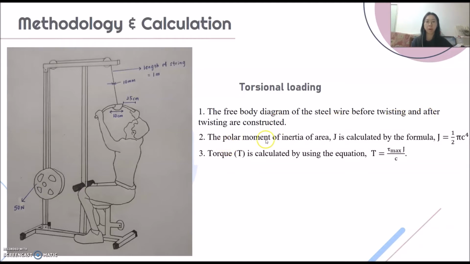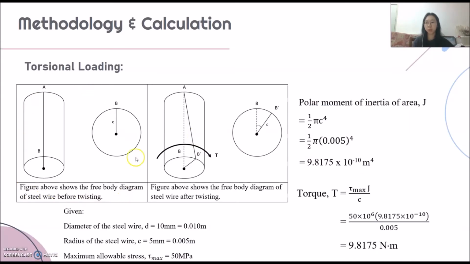Then we can calculate the polar moment of inertia of area, J equals 1 over 2 pi c to the power of 4. And lastly, we can calculate the torque, T equals tau max times J over c. The first figure shows the free body diagram of the steel wire before twisting, and the second diagram shows the free body diagram of the steel wire after twisting. By observing these two figures, there is a torsional loading which causes the steel wire to twist.